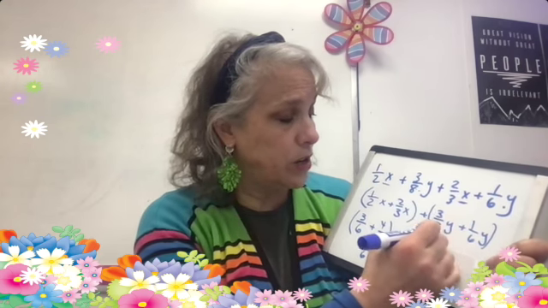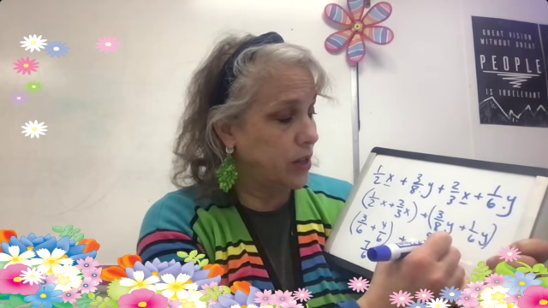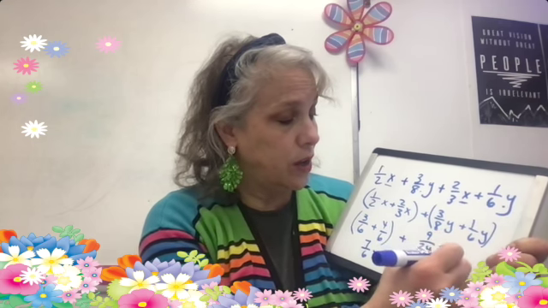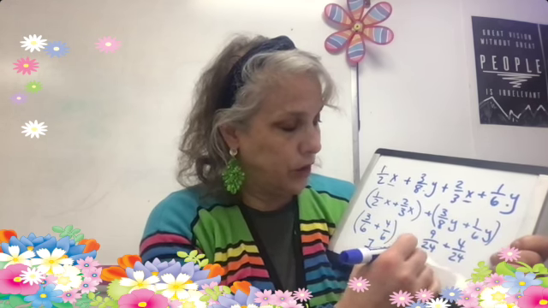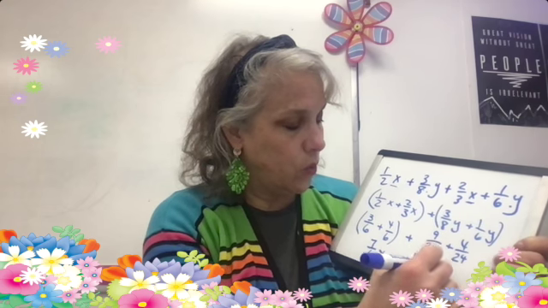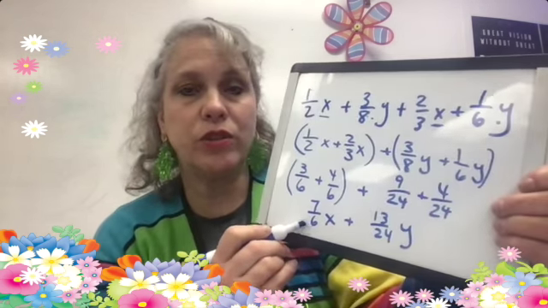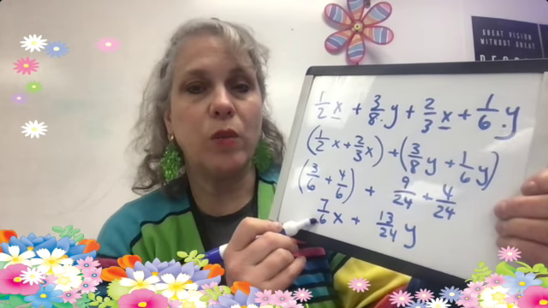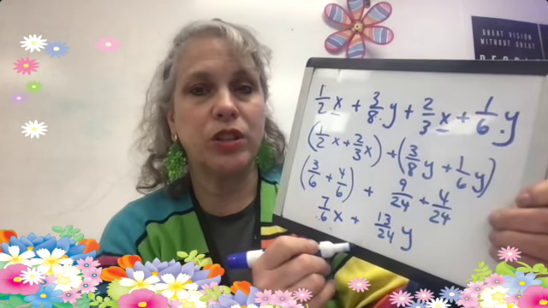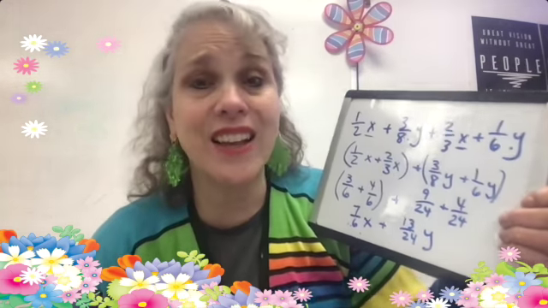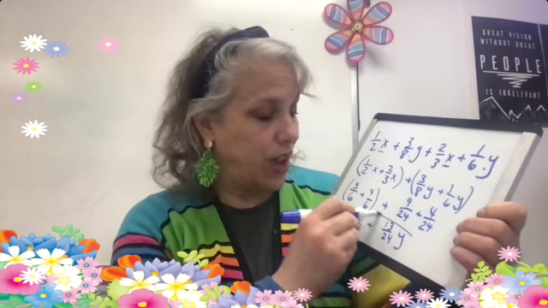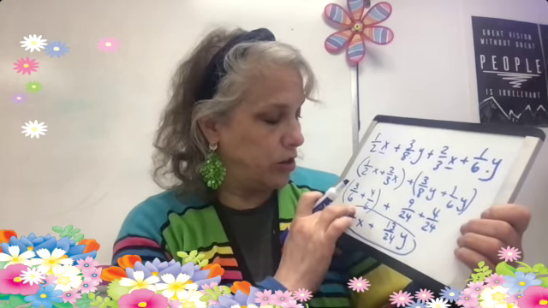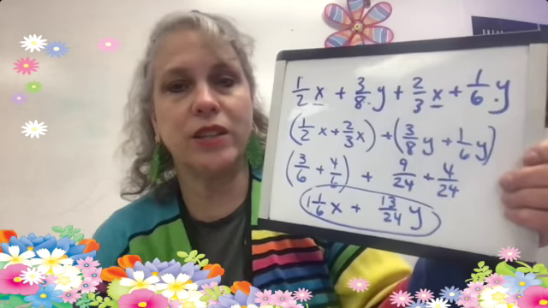8 times 3 is 24, so 3/8 becomes 9 over 24, and 1/6 becomes 4 over 24, so then I get 13 over 24 y, okay? And I can reduce 7/6 to 1 1/6. So 1 1/6 x plus 13 over 24 y, and that's as far as I can go with that one, okay? So that is my final answer. So there you go. That's it.